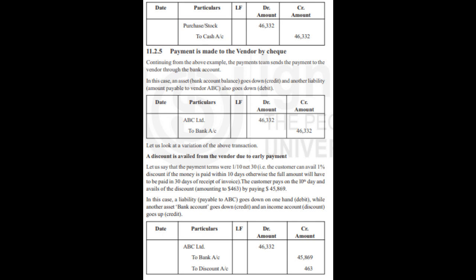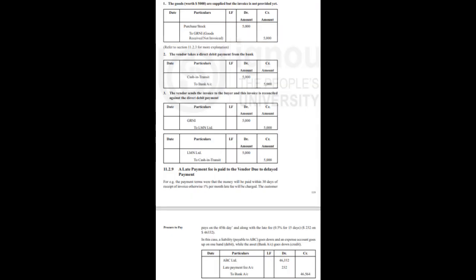1.2.6 The payment is made void because the bank could not execute the payment instruction. Continuing from the above example, the bank could not execute the payment instruction as the vendor had closed the destination account. As a result, the payment needs to be made void. In this case, the liability, amount payable to vendor ABC, goes up, credit, and an asset, bank account balance, goes up again as the money was not transferred out of the bank account at all, debit.